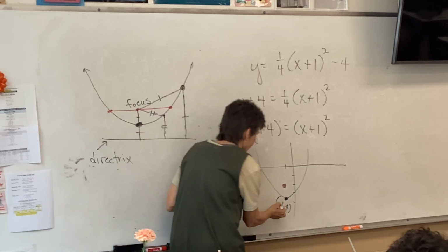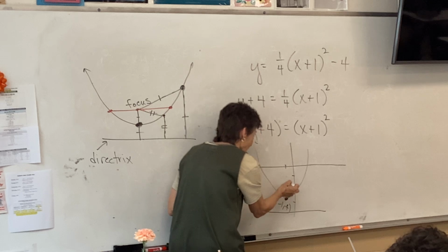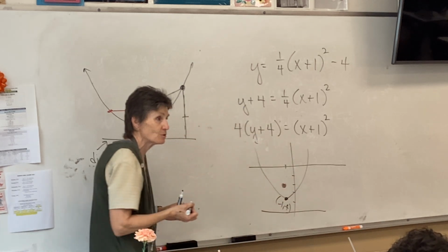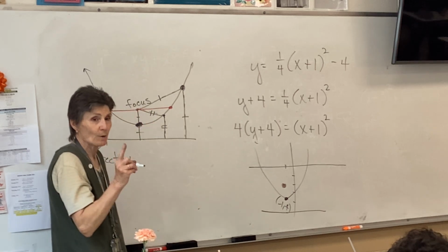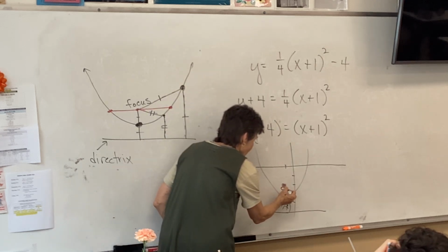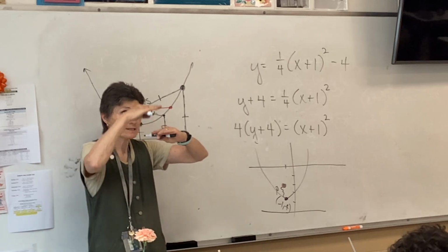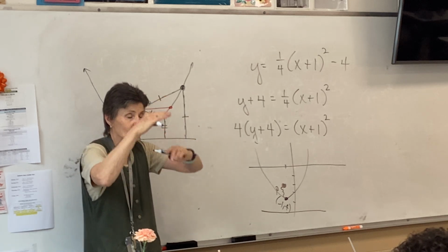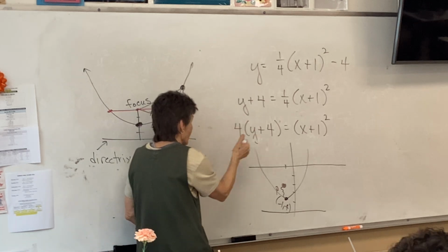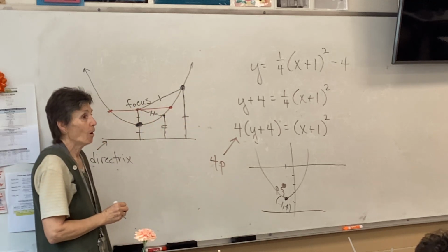And my directrix is going to be the same distance down. So whatever this distance is that I go up for my focus, I'm going to go down that same amount for my directrix. Now, are you ready for something really cool? That distance right there, for some reason, is called P. So here's my vertex, here's my focus, that distance is called P. And in every parabola equation in this form, that number right there is 4P. Always.